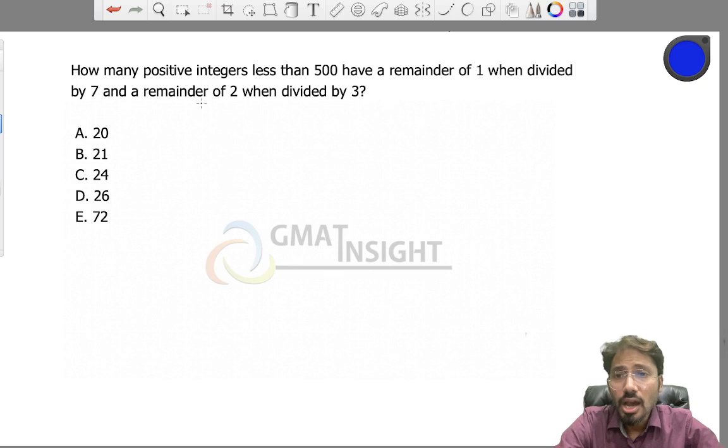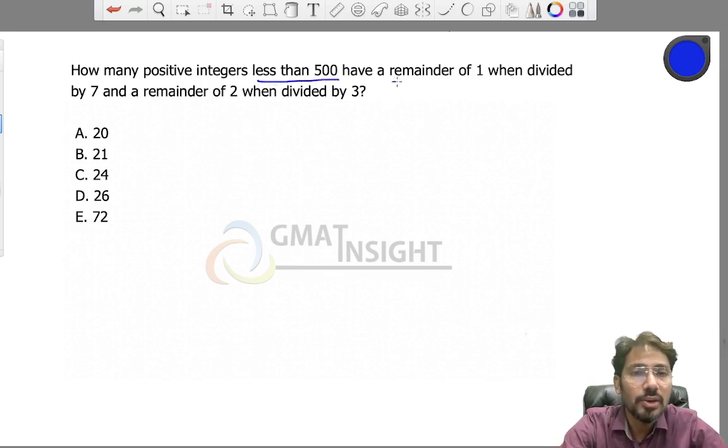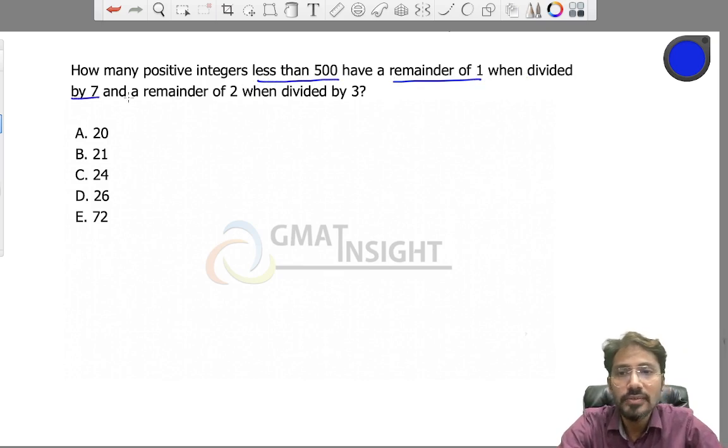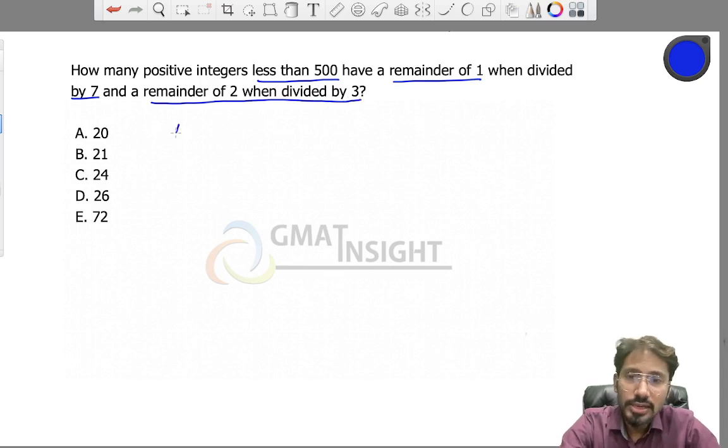So let's quickly see: how many positive integers less than 500 have remainder 1 when divided by 7 and remainder 2 when divided by 3? So how do we write a number n in this form? Remainder 1 when divided by 7, so I can write it in the form of 7a plus 1.